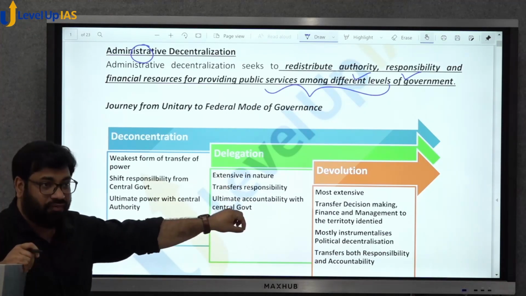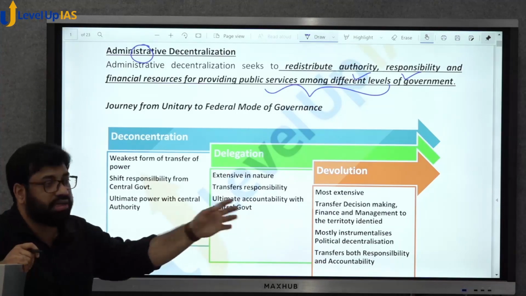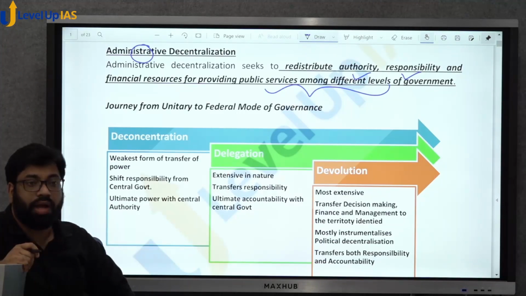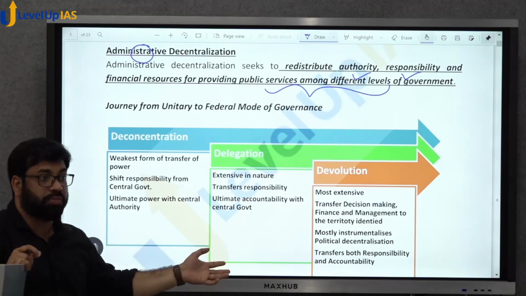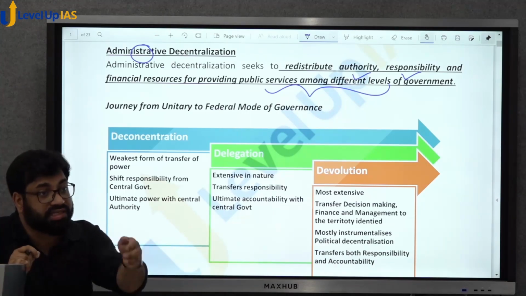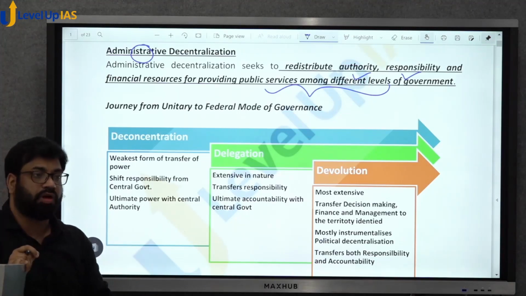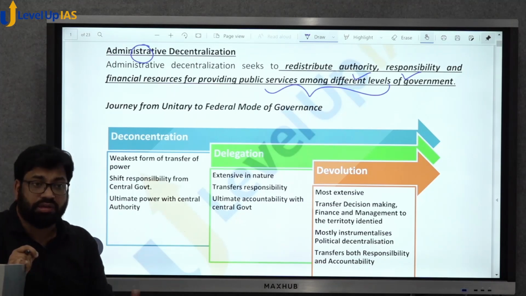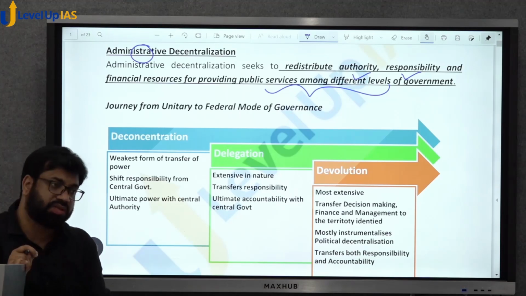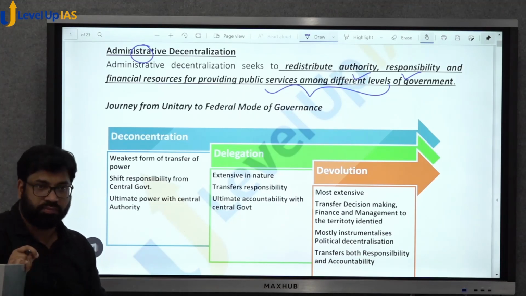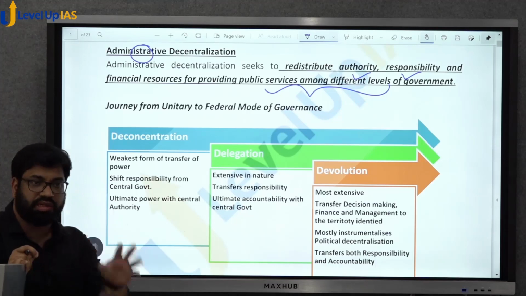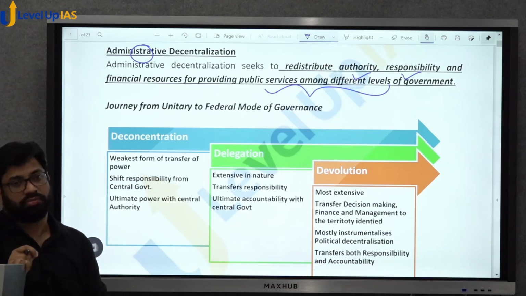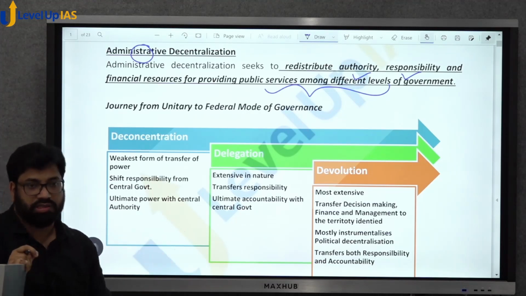Devolution in itself includes political decentralization. Why? Because when you transfer authority and responsibility, you are transferring decision-making power. What is polity? The art of who gets what, when and where. It's nothing but decision-making. Got it? Even administration is nothing but a series of decision-making. That is the simplest definition of administration. It's a series of decision-making.